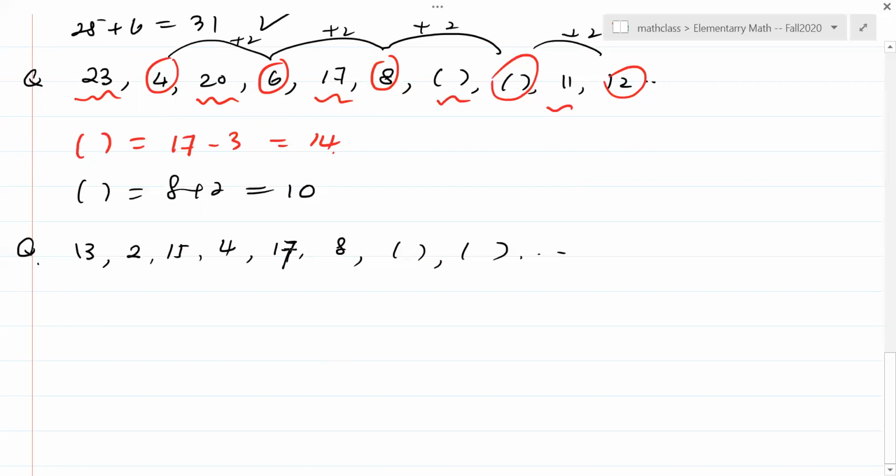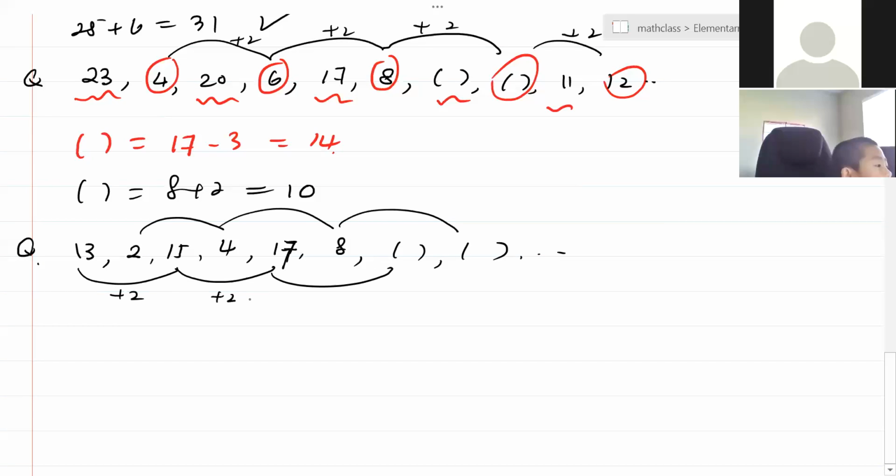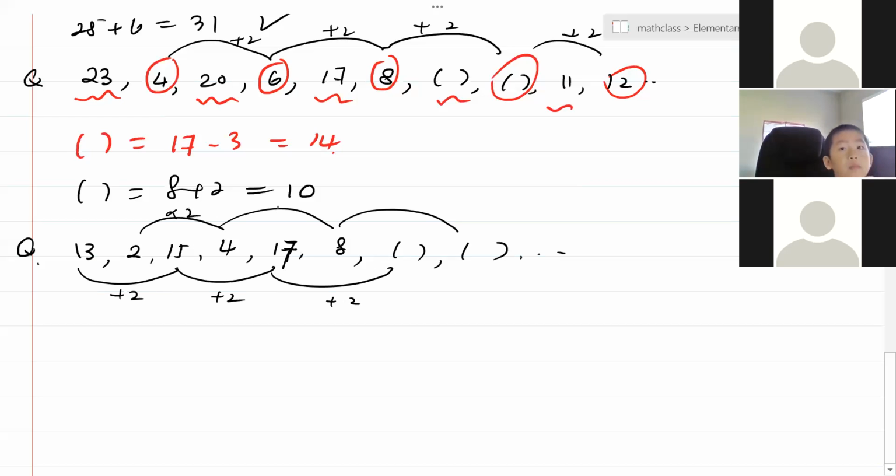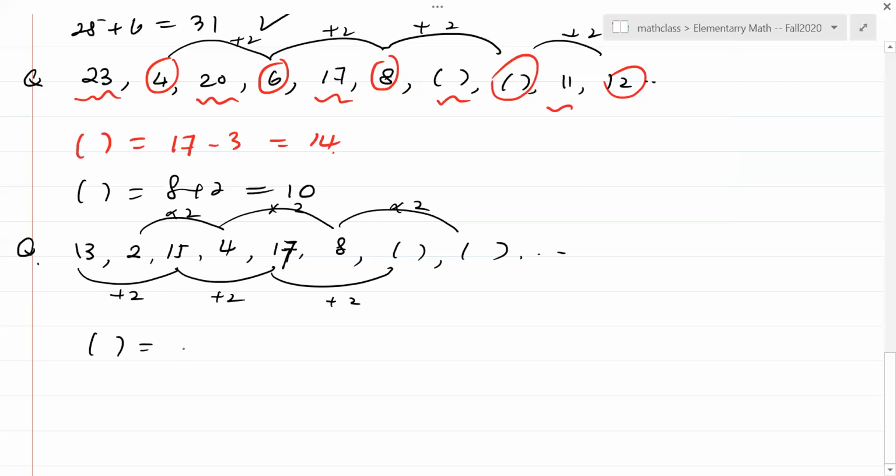All right, so this is also obviously an alternating series, we call it a sequence. So look like that, 2, 4, 8, the next one, right? And this goes like that, okay? From here, plus 2, plus 2, plus 2, and this will be multiplied by 2, multiplied by 2, multiplied by 2. So the first one is going to be 17 plus 2 is 19. The second number should be 8 times 2, 16. Okay?